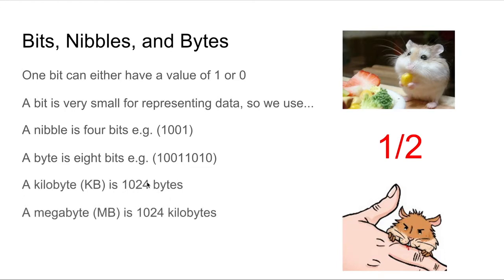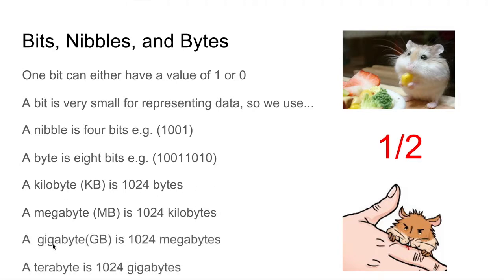A kilobyte is 1,024 bytes, and a megabyte is 1,024 kilobytes. We can also use gigabyte and terabyte. Gigabyte is 1,024 megabytes, a terabyte is 1,024 gigabytes. So the magic number here is 1,024. Remember that.